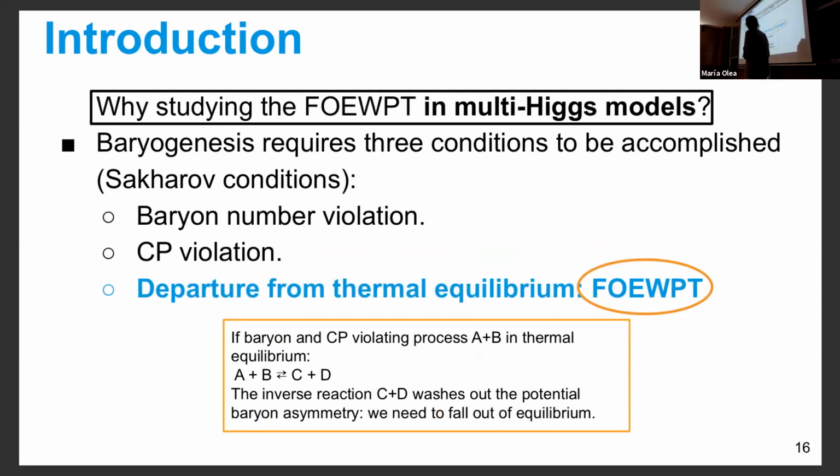Okay, and why study the first-order electroweak phase transition in multi-Higgs models? As you know, baryogenesis requires three conditions to be accomplished. We need baryon number violation, we need CP violation, and we need a situation of departure from thermal equilibrium. And this is what the first-order electroweak phase transition is providing. Intuitively, if we have a baryon- and CP-violating process A plus B, and this process is in thermal equilibrium, there will be an inverse reaction that washes out the potential baryon asymmetry that we could have generated. So we need to fall out of equilibrium.